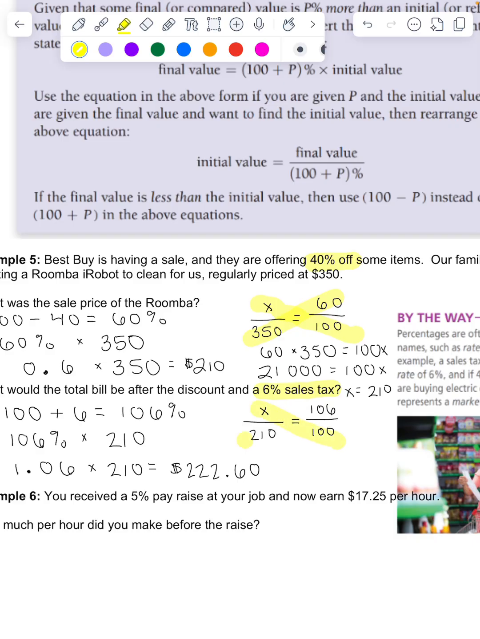If I cross multiply, 210 times 106 equals 100x. 210 times 106 is 22,260. If I divide by 100, I can just move the decimal over 2. And look, I get the exact same answer.